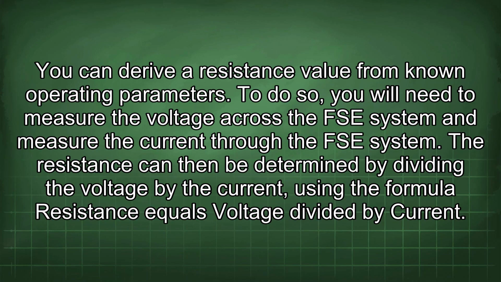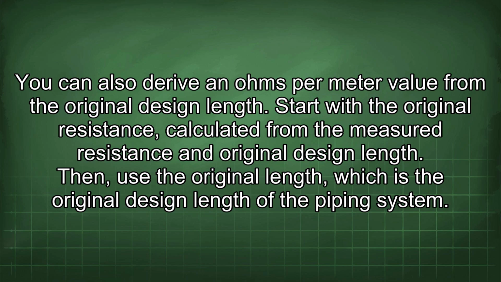You can derive a resistance value from known operating parameters. To do so, you will need to measure the voltage across the FSE system and measure the current through the FSE system. The resistance can then be determined by dividing the voltage by the current using the formula resistance equals voltage divided by current. You can also derive an ohms per meter value from the original design length.